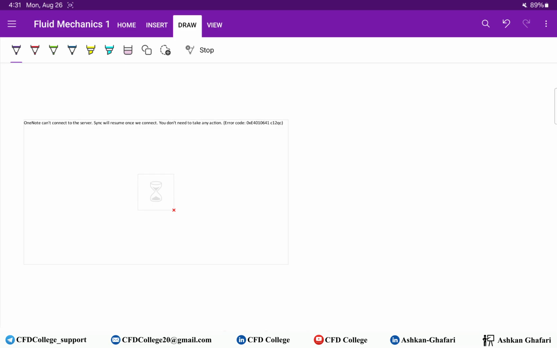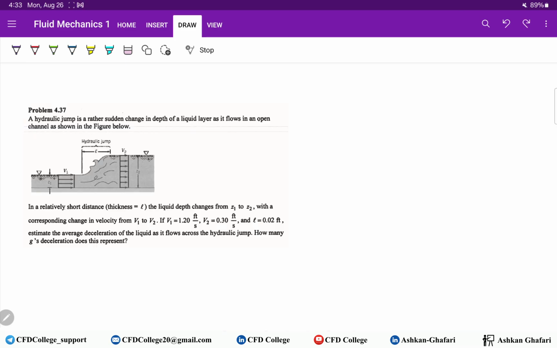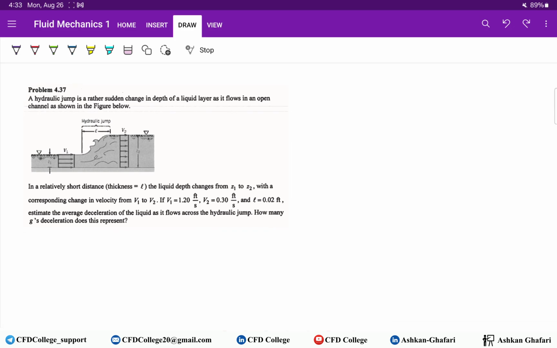Okay, now you can see the second problem, number 37. Here in this problem we should investigate a hydraulic jump. In a hydraulic jump, the velocity decreases. As you can see, V2 is smaller than V1, while the depth increases. So Z2 is greater than Z1.